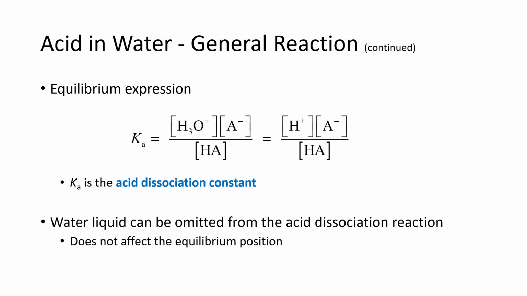Here is the equilibrium expression for the dissociation of an acid in water. The constant is called Ka and is the acid dissociation constant. This comes from the law of mass action. Note that water liquid can be omitted from the acid dissociation expression. It does not affect the equilibrium position.